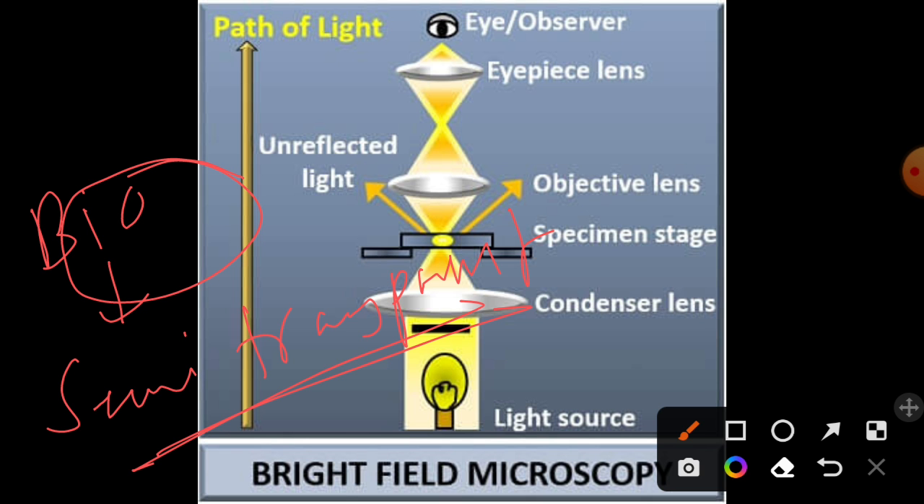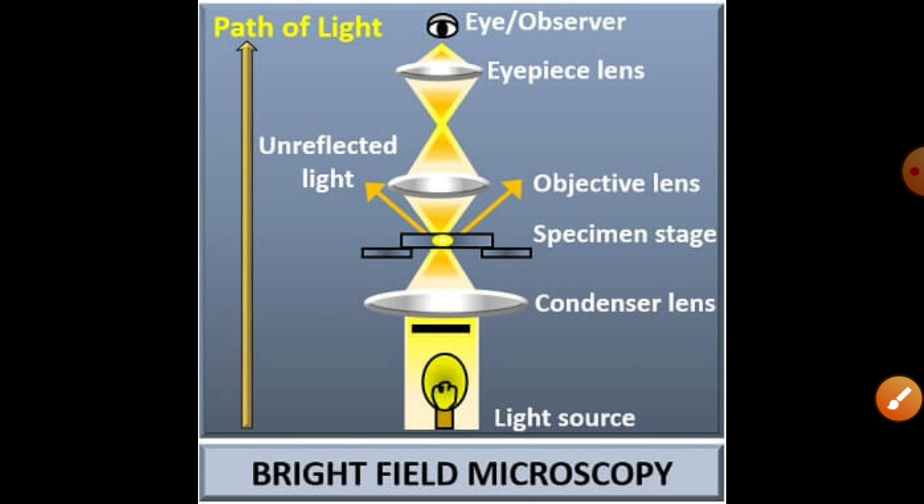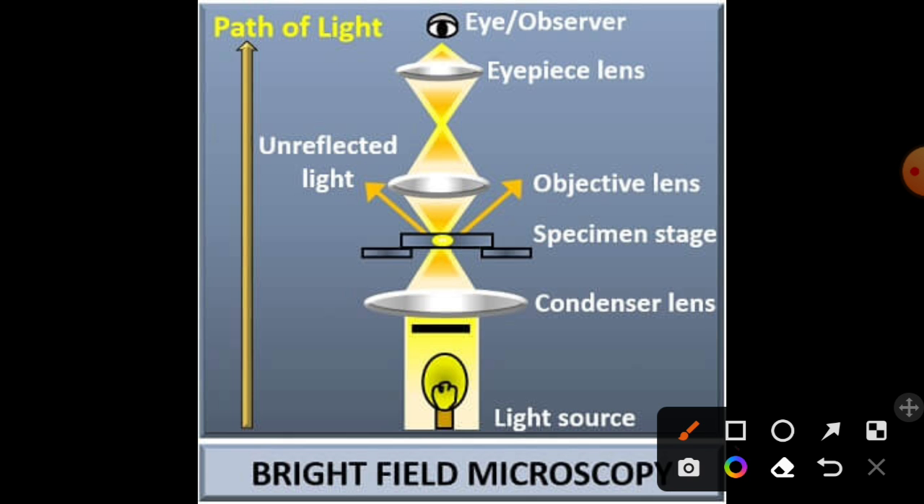So that is why it becomes very difficult to visualize specimens, mainly biological specimens, with the help of bright field microscopy. So why is this so? Let's discuss.